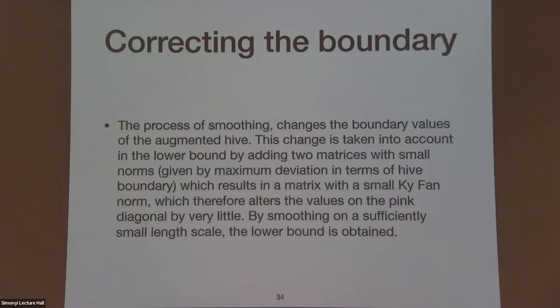but by the same result of Knutson and Tao, which relates the matrix story with the hives, you can make a correction by adding two hives with small norms given by the maximum deviation in terms of the hive boundary. And this results in a matrix with a small Ky Fan norm. The Ky Fan norm is simply, for fixed k, the sum of the top k eigenvalues, singular values actually, but we can work with eigenvalues. If you take the max over all k, that is the norm we care about. It's the deviation that we see in the boundary of the hive. So this fact actually allows us to get better boundary conditions in the case where you're only looking at L infinity 0, 1 on a pink diagonal than when we're looking at hives as a whole.